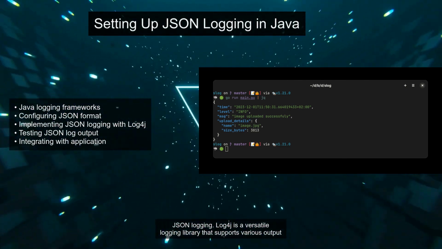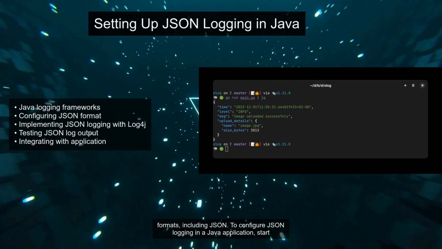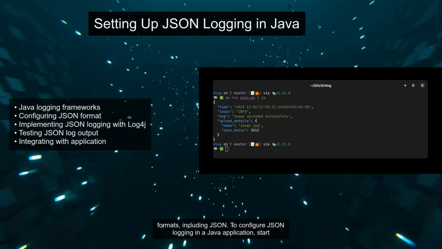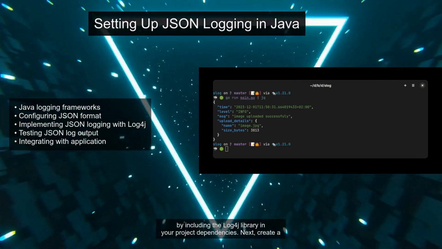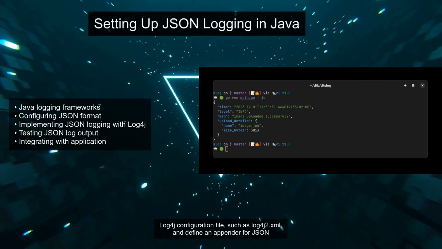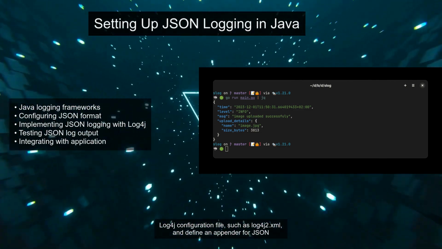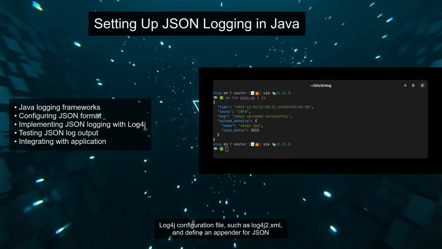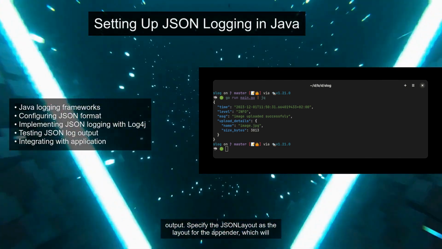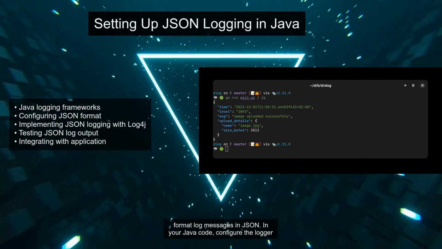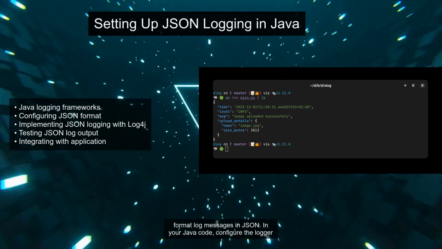Log4j is a versatile logging library that supports various output formats, including JSON. To configure JSON logging in a Java application, start by including the Log4j library in your project dependencies. Next, create a Log4j configuration file, such as log4j2.xml, and define an appender for JSON output. Specify the JSON layout as the layout for the appender, which will format log messages in JSON.